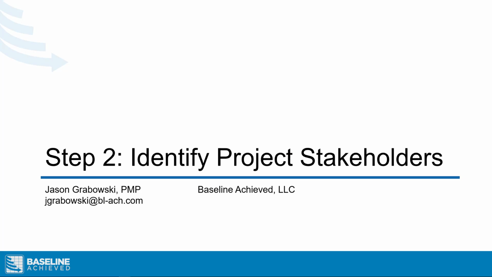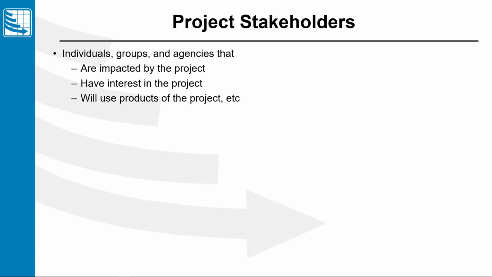Now that we completed step 1, identify the project goals and objectives, we're going to move on to step 2, which is identify the project stakeholders. So who are stakeholders? Well, they're the individuals, the groups, the agencies that are either going to be impacted by the project, or they have an interest in the project, or they could even be the users of the project.